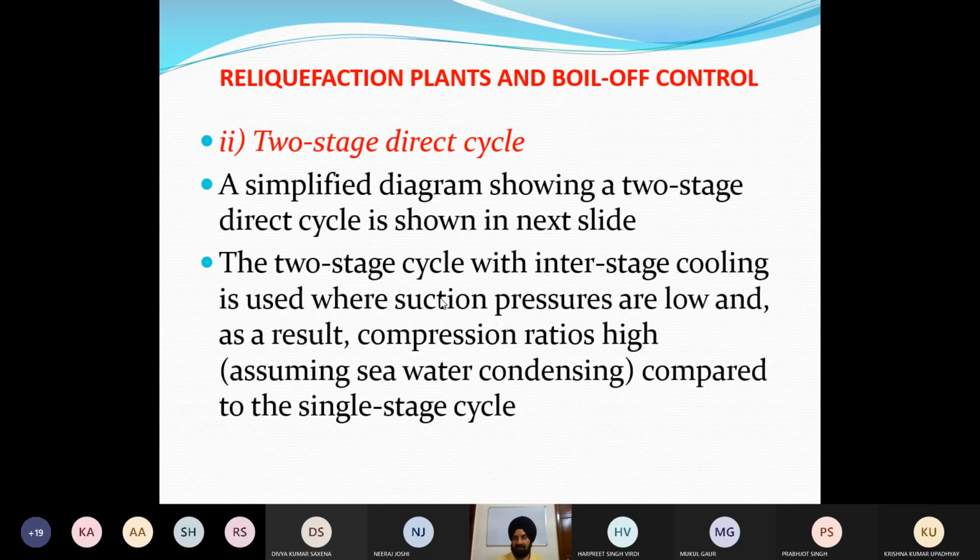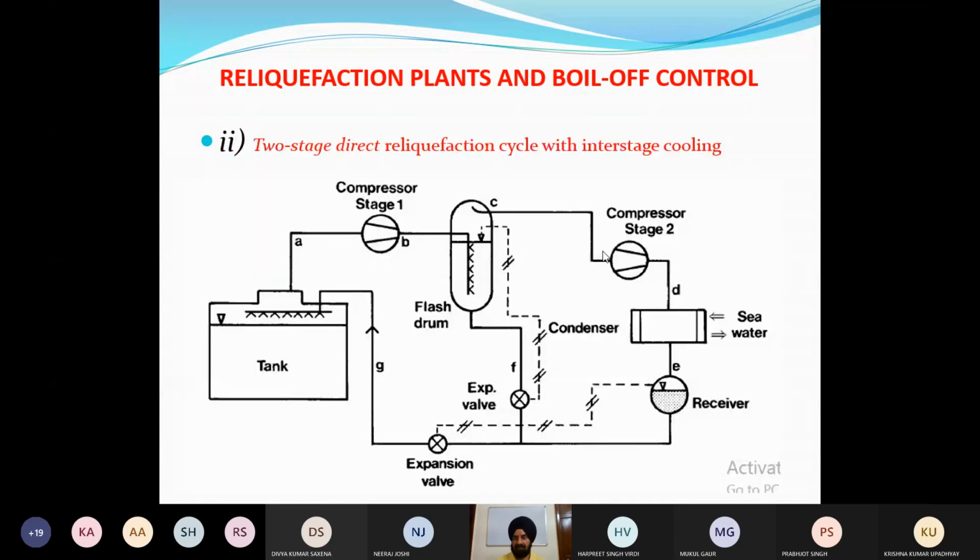So here also, instead of a normal condenser we have an intercooler, and then the same story. The cooled cargo at lower temperature again goes to the second stage compressor. Here it is cooled by seawater and then finally sent back to the tank. So this is again a two-stage, what we call direct liquefaction cycle with interstage cooling. This is the interstage cooler, or intercooler. Here a high temperature may develop which may not get cooled by a single stage condenser, so you partly cool it here, then compress it again, cool it and send it back.